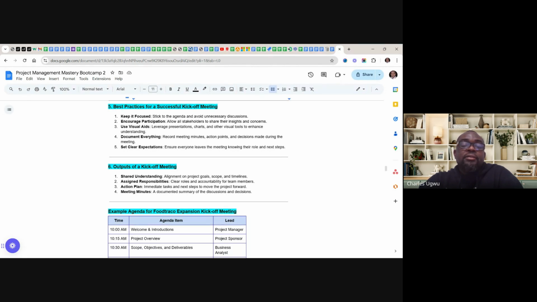Action plan. Immediate tasks and next steps. Once the project starts, they are looking up to you to provide direction. So you must have a plan for what next. What are we doing next? So, immediate tasks and next steps to move the project forward. And meeting minutes, a documented summary of the discussion and decisions.